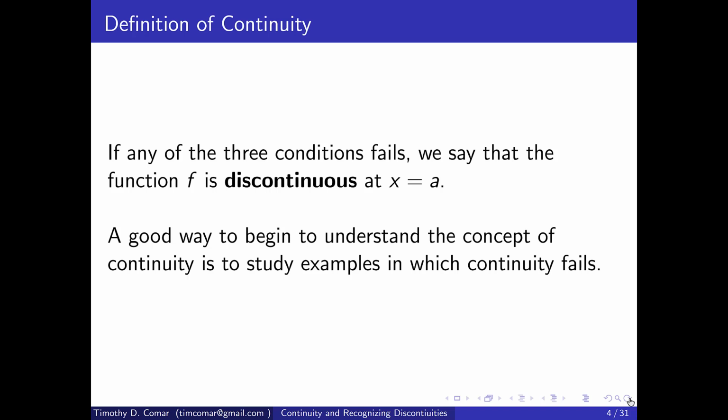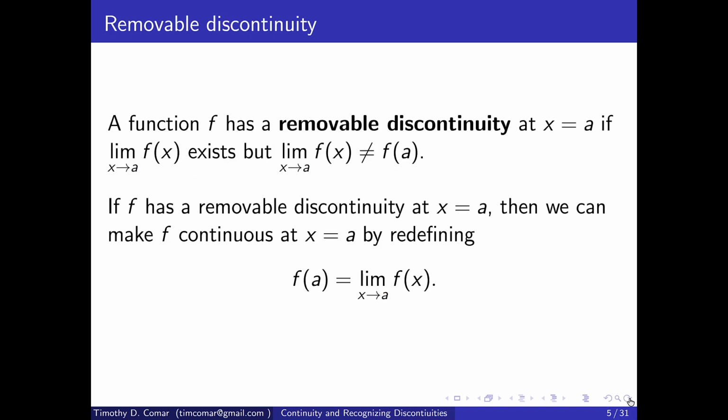A good way to begin to understand the concept of continuity is to study examples in which continuity fails. So we say a function f has a removable discontinuity at x equals a if the limit of f of x as x approaches a exists, but the limit does not equal the function value f of a. If f has a removable discontinuity at x equals a, then we can make f continuous at x equals a by redefining f of a to be that limit.